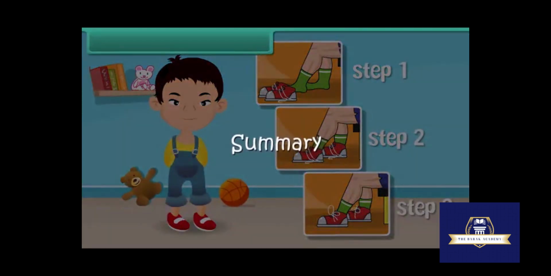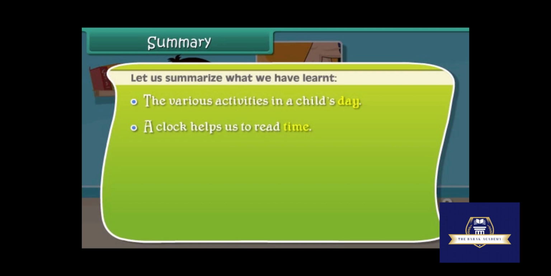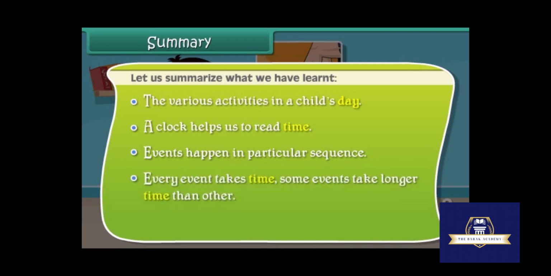Summary. Let us summarize what we have learned. The various activities in a child's day. A clock helps us to read time. Events happen in particular sequence. Every event takes time. Some events take longer time than the other.